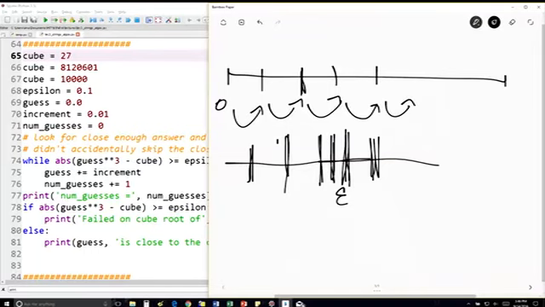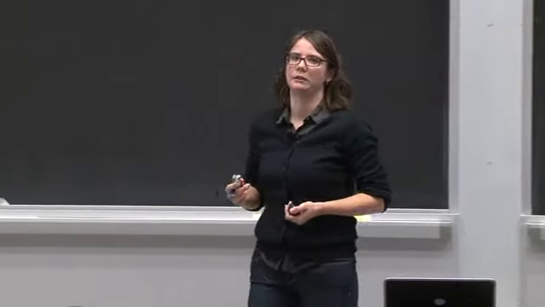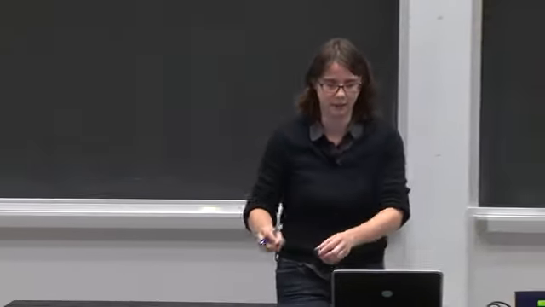And once I've become too large or too far away from epsilon, the guesses I continue to make are just going to be even farther away from epsilon. And I'm not going to get to my answer. And that's why I've reached an infinite loop in this code.